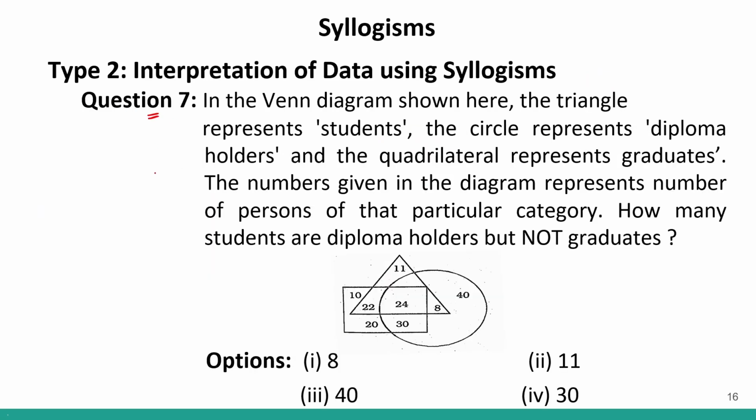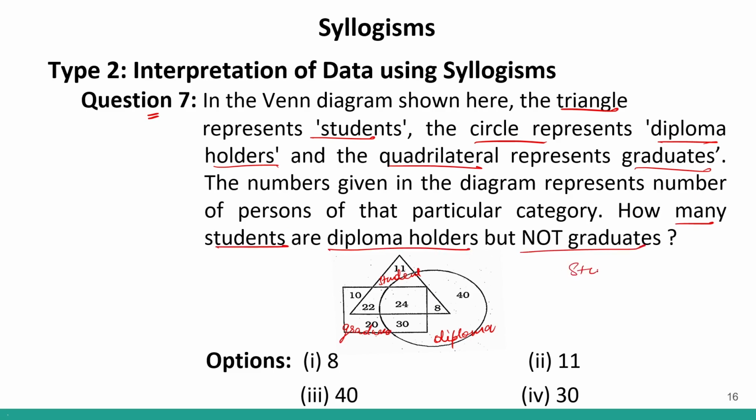Moving on to question number 7. In the Venn diagram shown here, the triangle represents students. The circle represents diploma holders. The quadrilateral, the rectangle, represents graduates. The numbers given in the diagram represent the number of persons in that particular category. How many students are diploma holders but not graduates?